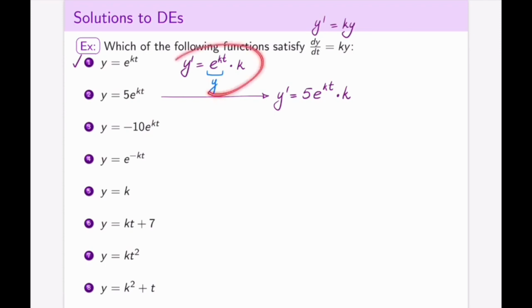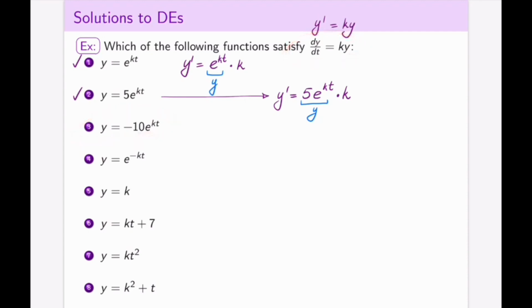And then I'm going to do the same as before. I'm going to compare my derivative to the original. And I'm going to notice that this 5e to the kt is exactly my original function. So once again, this is my y, and I can see that the differential equation I get then is y prime equals y times k, exactly as the equation that I'm asked to check whether it's a solution of. So this function also is a solution to this equation.